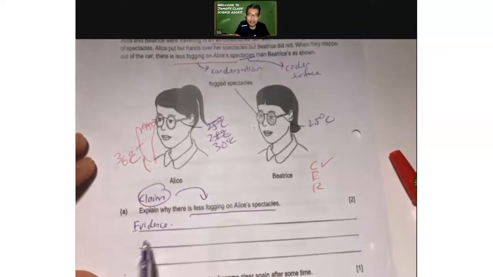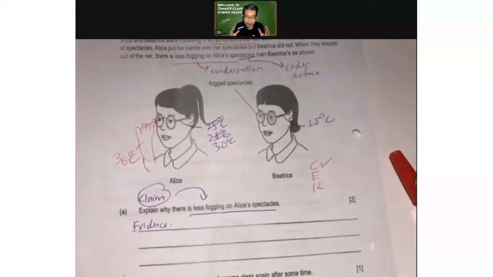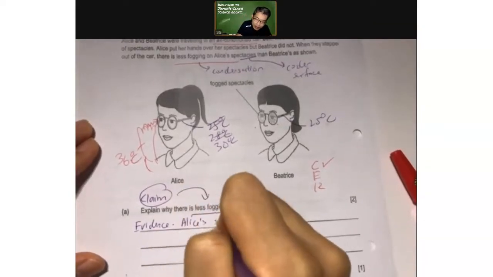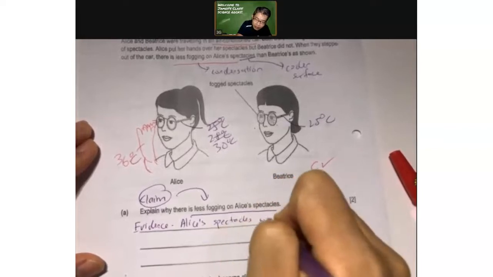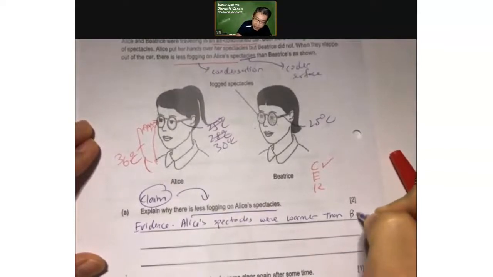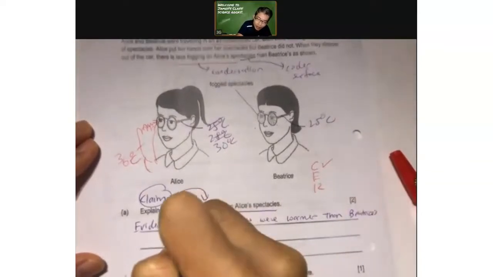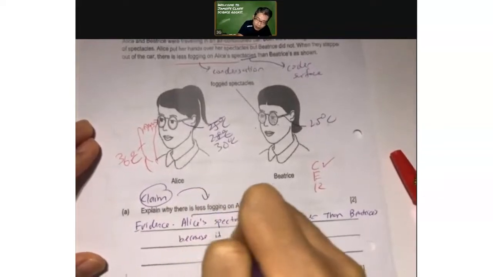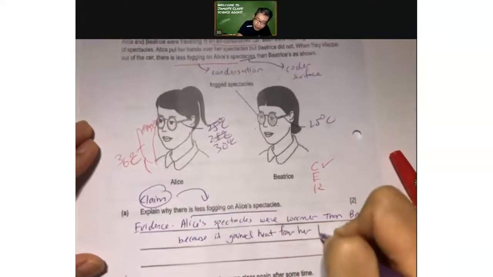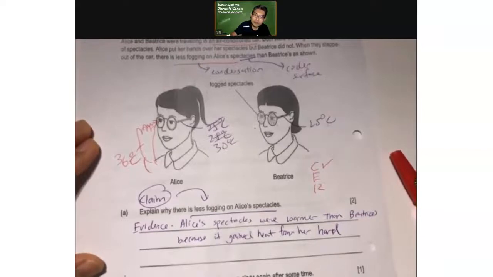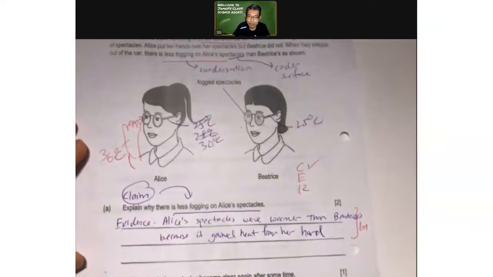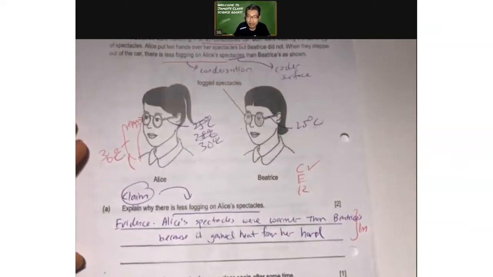Now, please don't write the word evidence here. I'm writing it here to help you to see it. Alice's spectacles were warmer than Beatrice's because it gained heat from her hand. And this will be the first 1 mark. That is your evidence. Her spectacles were warmer than Beatrice's because it gained heat from her hand.